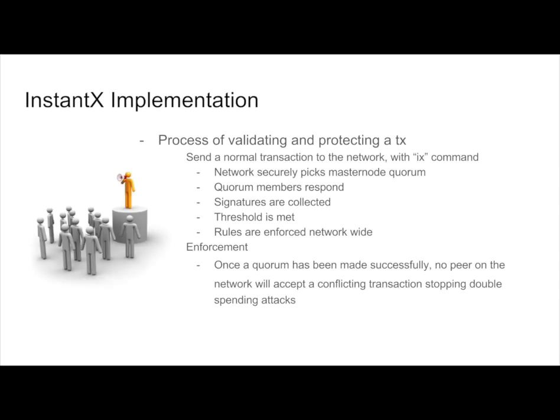If the inputs are valid, then they sign a message and send it out back to the network again. Signatures are collected, a threshold is met, and then rules are enforced on the entire network after that. After the enforcement is engaged, no peer on the network will accept a conflicting transaction or any type of conflicting message for whatever the given quorum was. In this case, they would even reject blocks that were mined with the conflicting transaction.